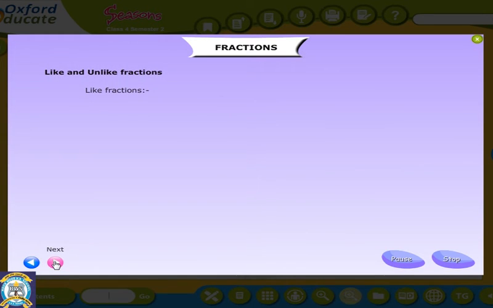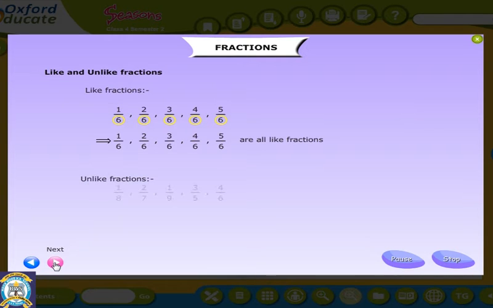Like and unlike fractions. Fractions can be classified as like and unlike fractions. These fractions have different numerators. But all these fractions have the same denominator, 6. Fractions with the same denominators are called like fractions. All these fractions have different denominators. These fractions are known as unlike fractions. Fractions with different denominators are called unlike fractions.